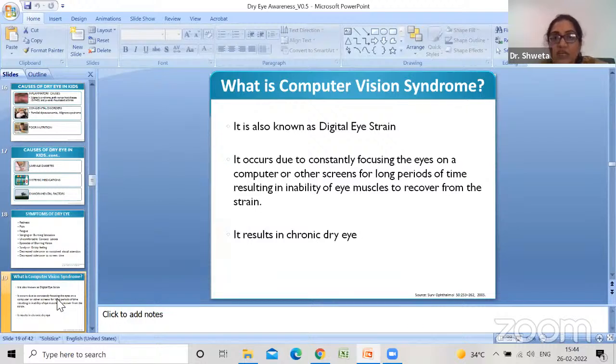So this is what I have said a couple of slides back, that due to the overuse of screen, when we get an eye strain, that is called computer vision syndrome, or it is the same thing as digital eye strain. Now, why does it happen?